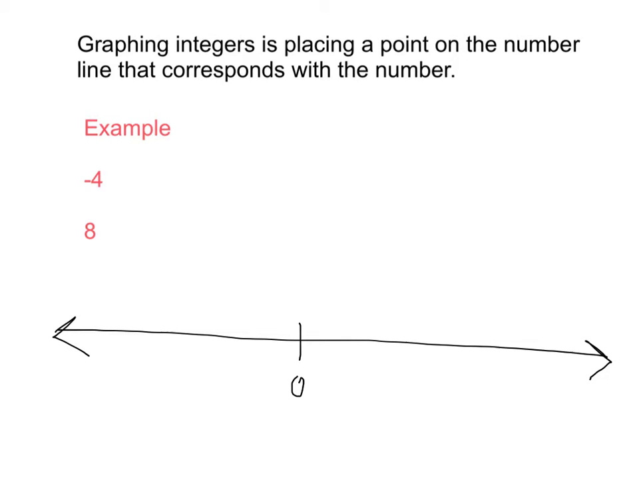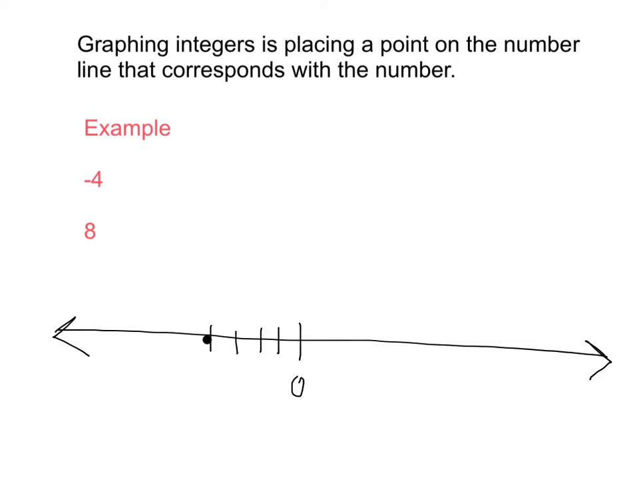You also do not have to count by ones. You could count by 5s or 10s or hundreds, whatever it is, to make it easiest to get to your point. So my first point is -4, so I count 1, 2, 3, and 4, and so my point goes right there.